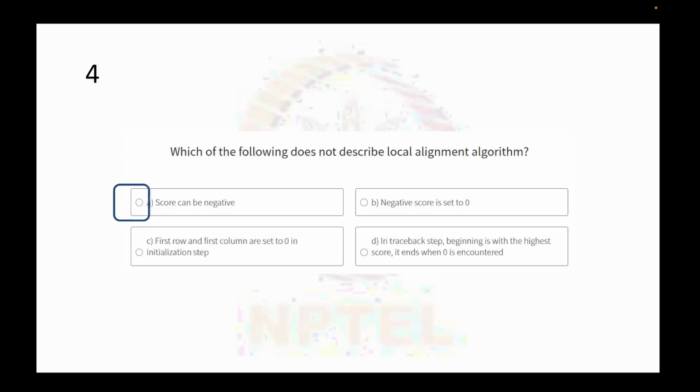So the minimum value that one can expect in a local alignment algorithm or local alignment matrix is 0. Minimum value that one can observe. So scores can never be negative.